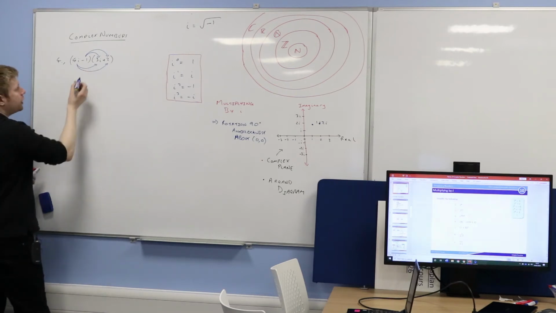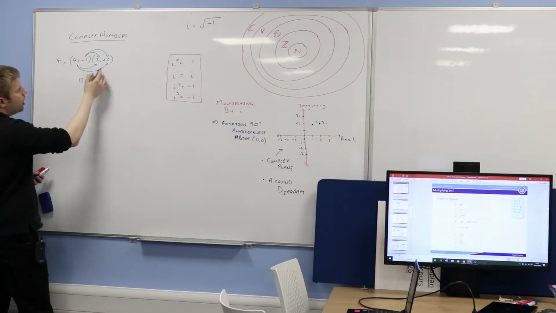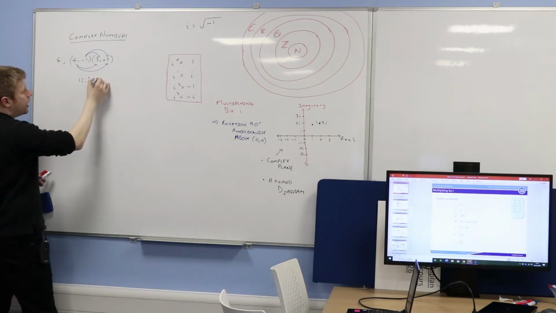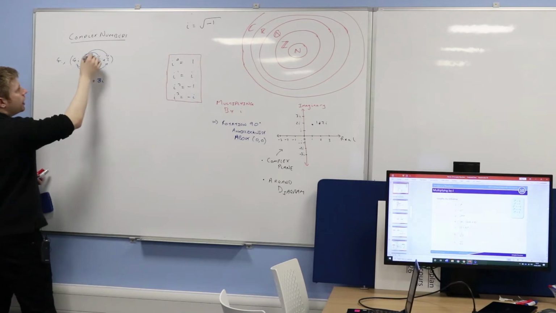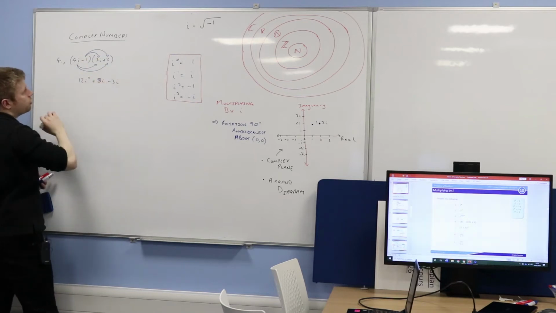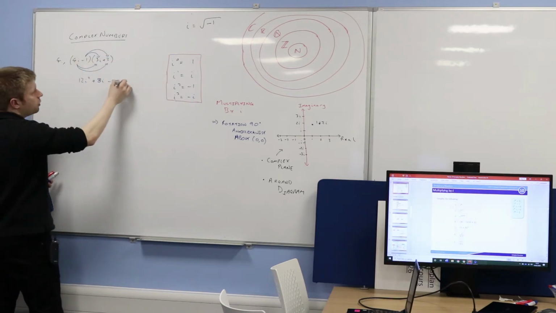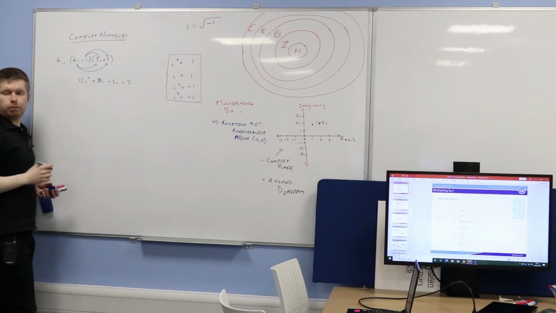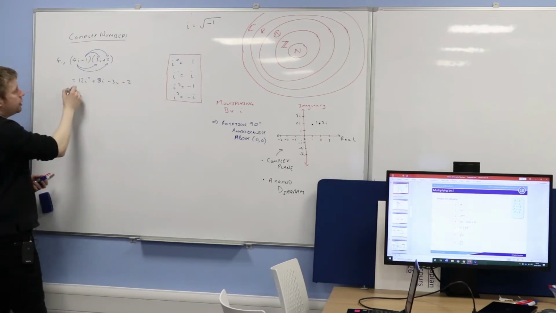So we should get 4i times 3i, which would be 12i squared. 4i times positive 2, which is positive 8i. Negative 1 times 3i, which is negative 3i, and then negative 1 times positive 2, which is negative 2. Happy with that? Then we can do a bit of simplifying.